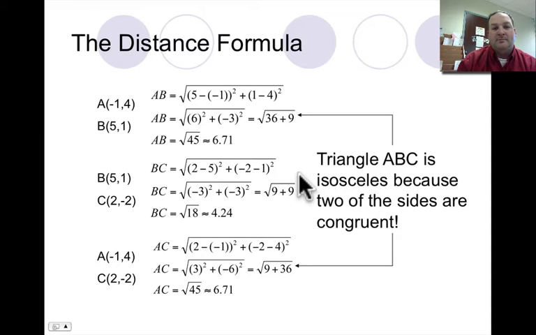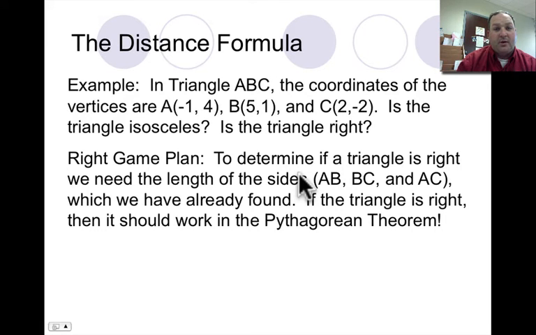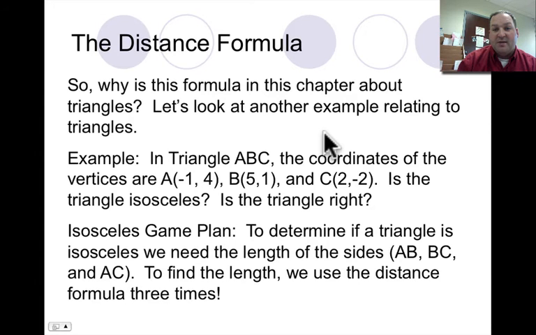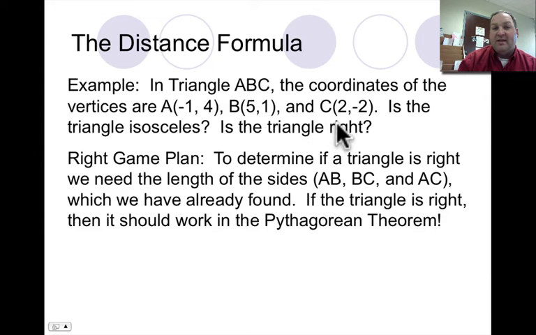Okay? But now I also ask if the triangle was a right triangle. So go back to the original problem here. The coordinates of the vertices are that. We already know that from the previous two slides. But now I'm going to see, is the triangle right? So my game plan is the same. I still need to know all of the sides.